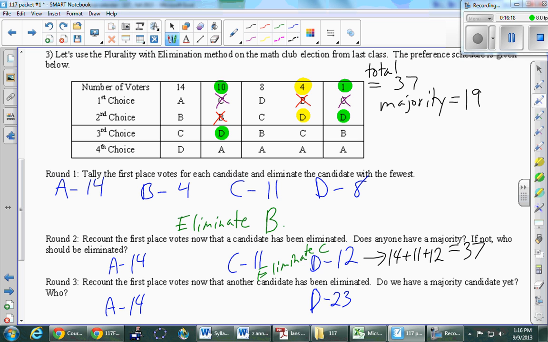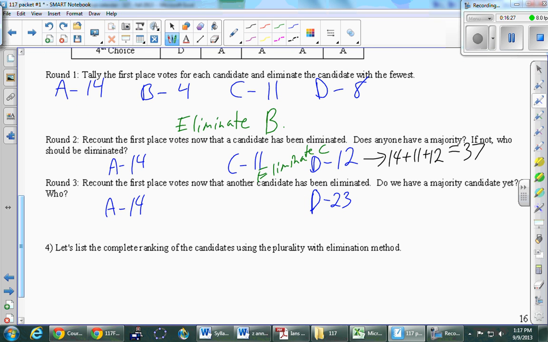As a quick check, how much do you get when you add those two numbers? 37, it's gotta be. And now when you're down to two candidates, unless it's a tie, somebody's gonna have a majority. Who has a majority in this case? Is D. D wins. Questions on that? It's definitely more complicated than the two methods we saw last class.